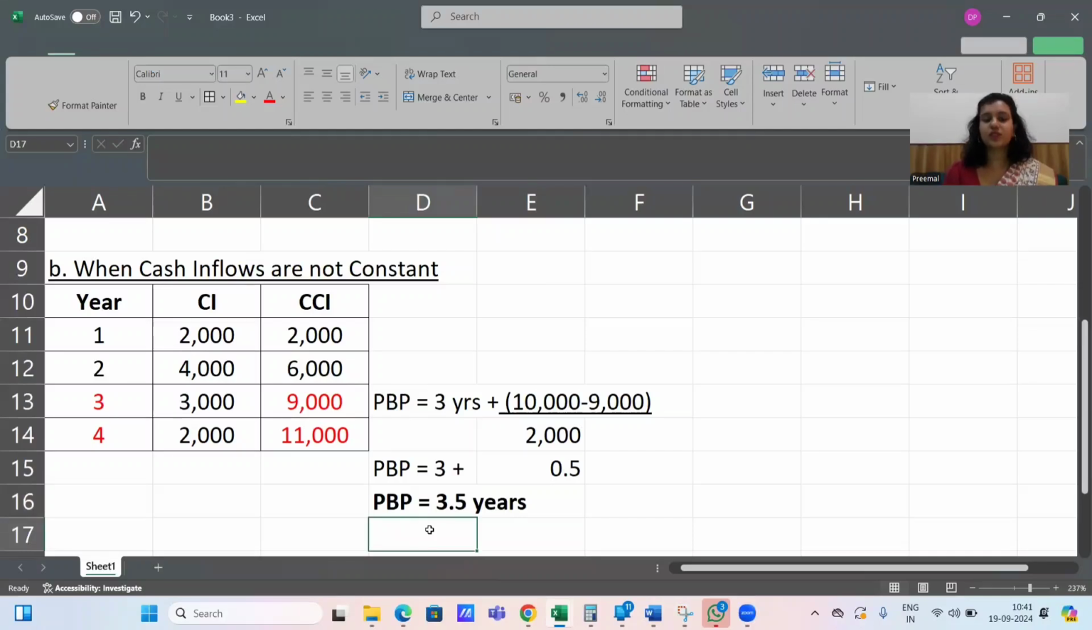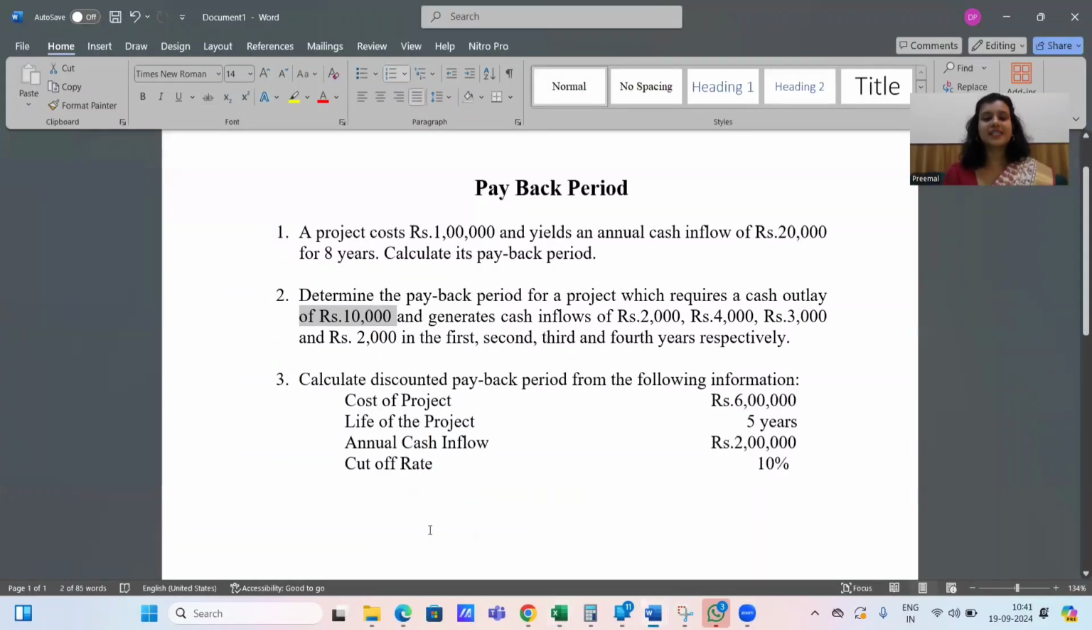So we worked out two sums, one when cash inflows are constant and the other one when cash inflows are not constant under the traditional payback period method. Now let's move on to the modern payback period method. Now this is where present value of money is considered and therefore every cash flow is going to be discounted since we are going to be considering the time value of money.